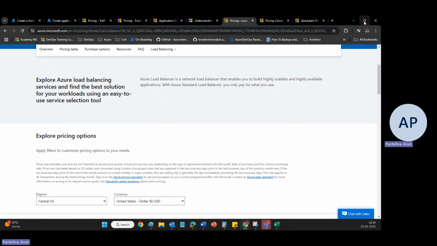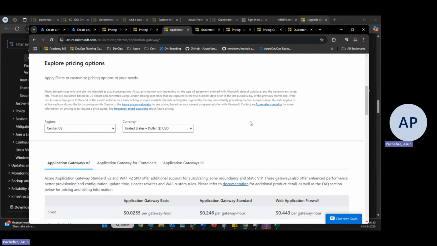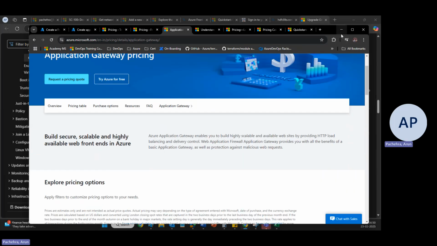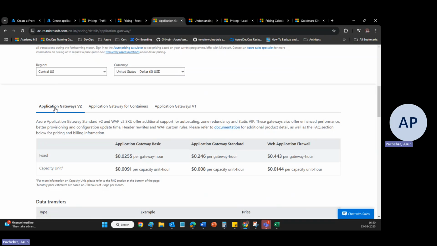Now let's try to see application gateway. Let's try to check the application gateway. If I click on application gateway pricing, as you can see, application gateway v2 is something that we use now. This is what is recommended. Now, application gateway v2 has Basic, Standard, and WAF. There is a fixed price for all these things that we choose.